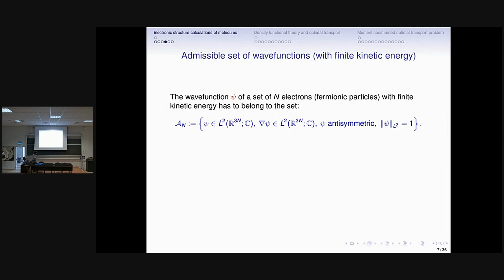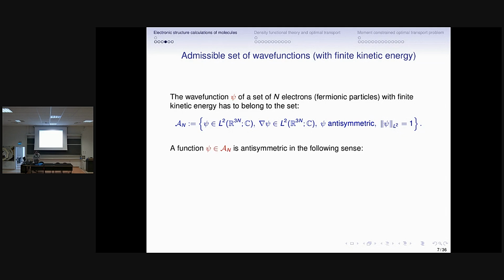In the talk, we are going to consider a set of n electrons that have finite kinetic energy. This will translate into some conditions on the set of admissible wave functions that can describe such a set of electrons. The set of admissible wave functions throughout the talk will be denoted by curly A_N. It will be the set of wave functions psi which are square integrable over R^3n with L2 norm equal to 1, and such that the gradient of psi is also itself a square integrable function. In addition, you require that psi has to be an anti-symmetric function.